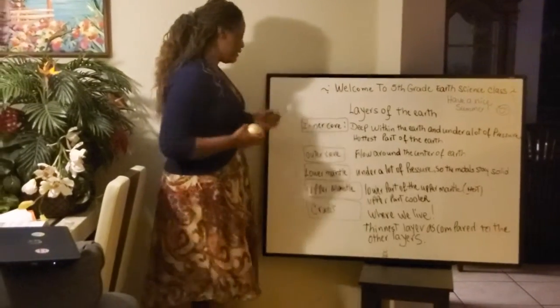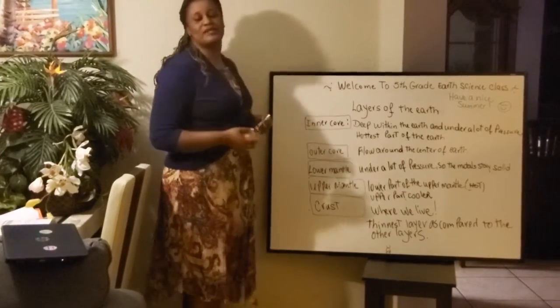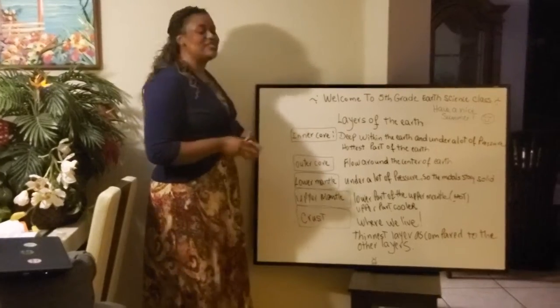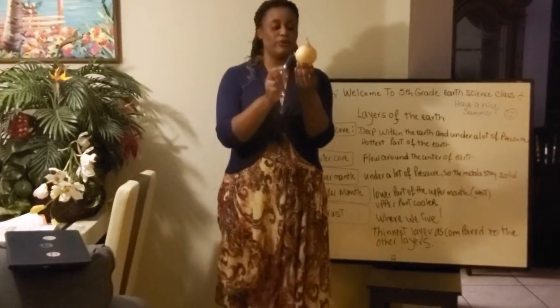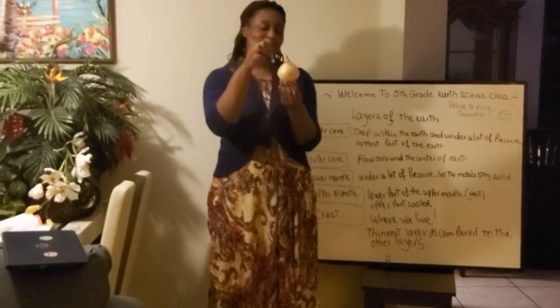So let's go back again so that we remember, right? The inner core. When we see inner, what do we see? The inside, right? So that's the inner. When we see outer, that's the outside. This is the earth. So the inner is inside and the outer is outside.